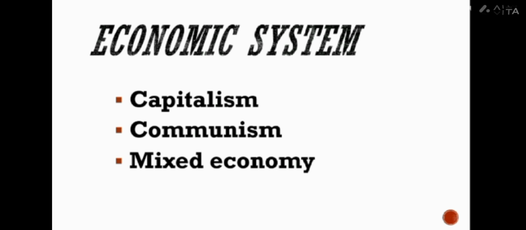Now the best example we all know is India. India has a mixed economy. Some or most of the work is controlled by the government, and the remaining things are covered by the private sector. So these are the three kinds of economic systems.